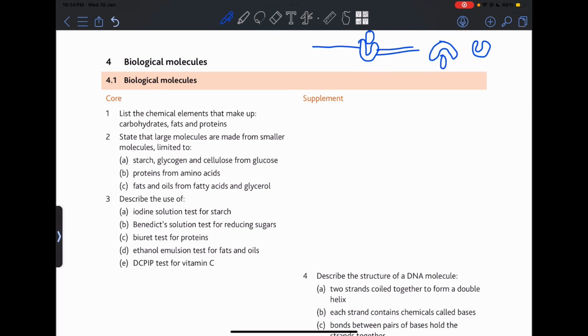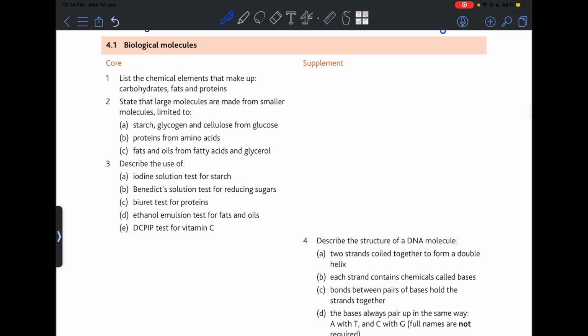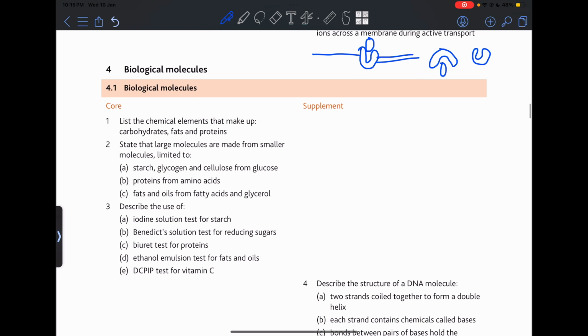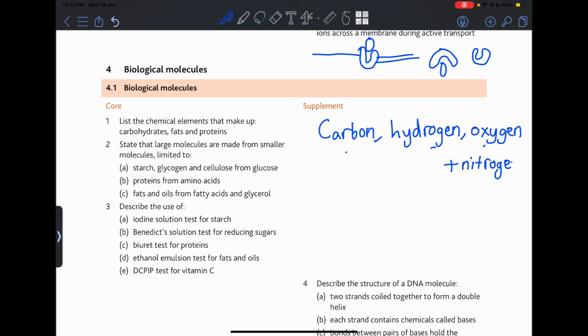Number 4, which is chapter 4, biological molecules. For the core students, you have to list the chemical elements that make up carbohydrates, fats, and proteins. So carbohydrates are made of carbon, hydrogen, and oxygen. This is the same thing for fats. And proteins are made of carbon, hydrogen, and oxygen, but you have to add nitrogen as well. This is only for the proteins. All the others, carbohydrates and fats, are only made up of carbon, hydrogen, and oxygen, except for the protein that has extra nitrogen.